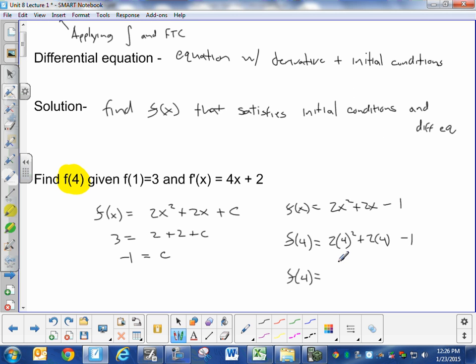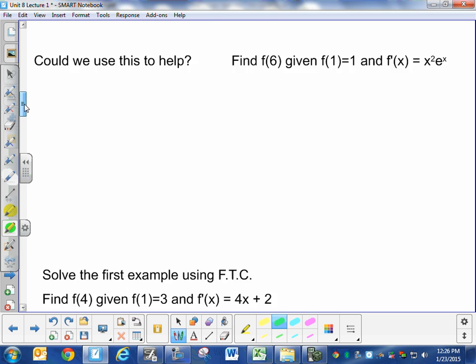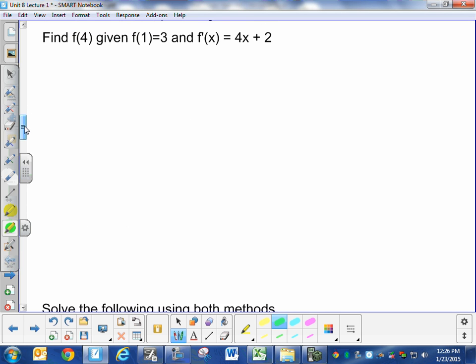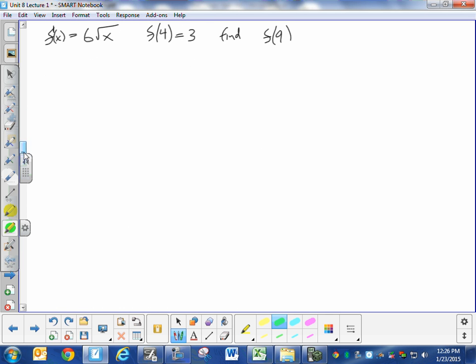We get 16 times 2 is 32, plus 8 minus 1, that's 39. Okay, so we did it. Let's do another one just like that. This one. F prime of x is equal to 6 root x and f of 4 equals 3. I want you to find f of 9.